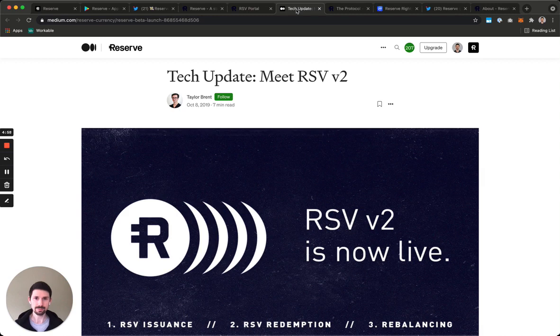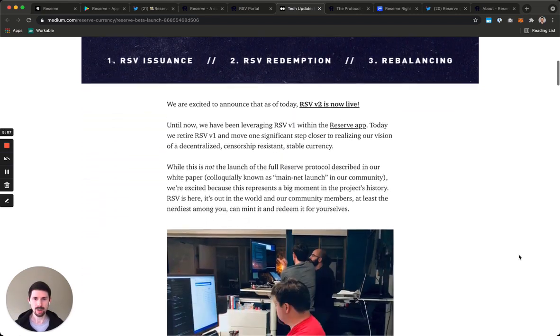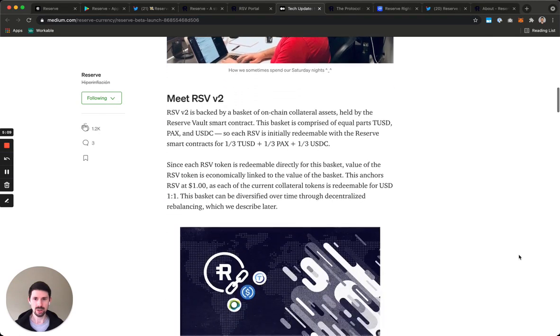And anyone can use that. And the way that stablecoin works, the current version of RSV, is described in this blog post, which was published a while ago. And so you're welcome to come check this out and read it.